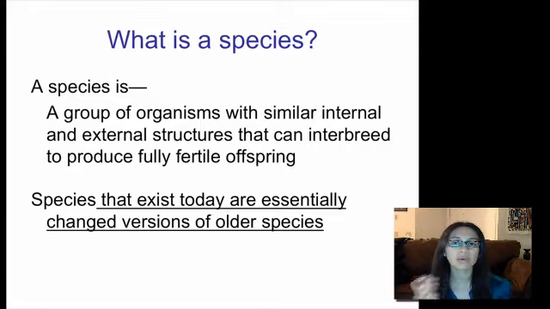So we learned this way back, maybe in September. When you have a species, they look similar internally and externally, and they can get together, mate, and produce babies. And their babies can also get together with others of the same species and produce babies. So the key here is being able to mate and produce offspring that can have babies as well. Now, along the lines of evolution, when we look at all the species that exist today, they are basically changed versions of older species.